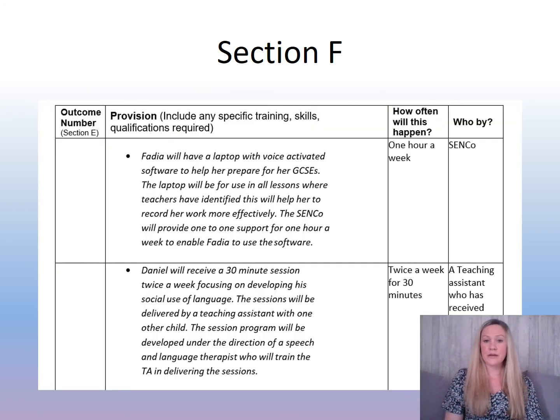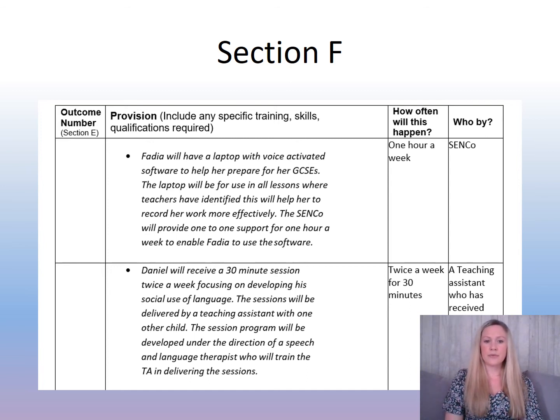A couple of good examples for section F are the first one, Fadia will have a laptop with voice activated software to help her prepare for her GCSEs. The laptop will be for use in all lessons where teachers have identified this will help her to record her work more efficiently. The SENCO will provide one-to-one support for 1 hour a week to enable Fadia to use the software. So it's been specified that this will happen 1 hour a week and by the SENCO.